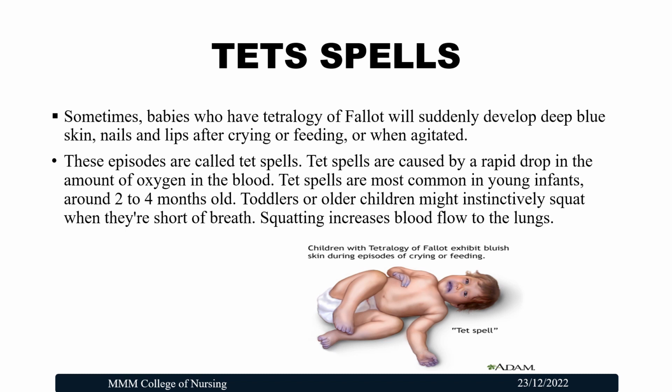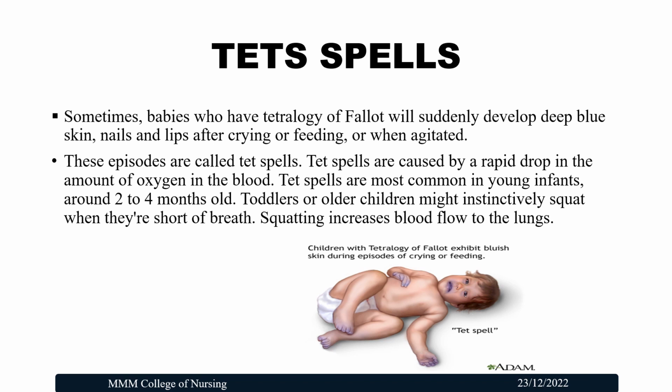Tet spells are caused by a rapid drop in the oxygen in the blood. Tet spells are most common in young infants around 2 to 4 months old, and toddlers or older children might instinctively squat when they are having shortness of breath. Squatting increases the blood flow to the lungs.